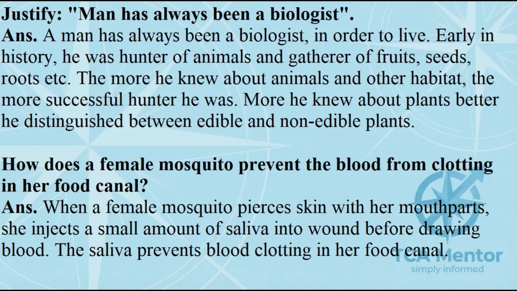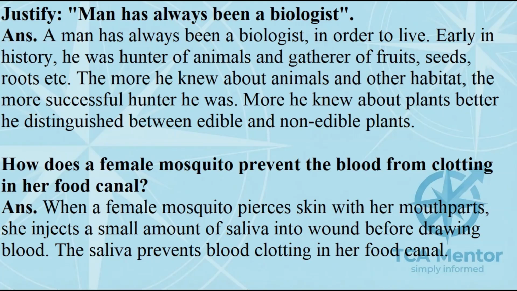Justify. Man has always been a biologist. ANS. A man has always been a biologist, in order to live. Early in history, he was hunter of animals and gatherer of fruits, seeds, roots etc. The more he knew about animals and other habitat, the more successful hunter he was. More he knew about plants, better he distinguished between edible and non-edible plants.